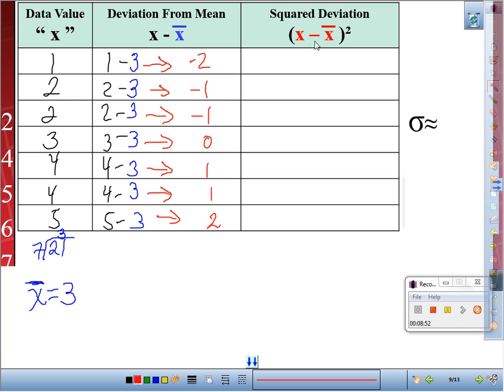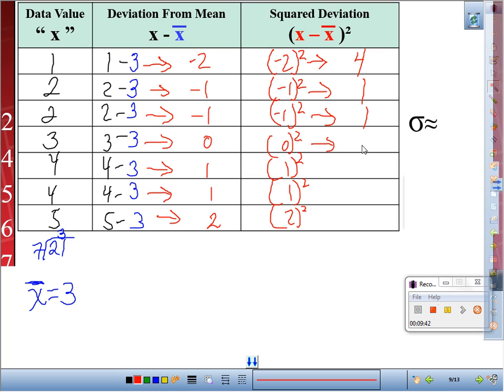next column. It says you're going to take that number, the difference of the deviation, and you're going to square each one of those. So what do I write here? -2 squared, -1 squared, -1 squared, 0 squared, 1 squared, 1 squared, 2 squared. Alright, so therefore this becomes -2 squared is what? 4. This is 1, 1, 0, 1, 1, 4.